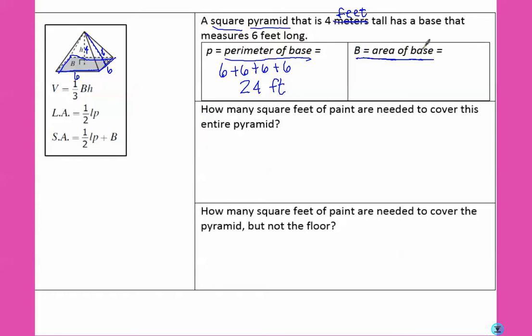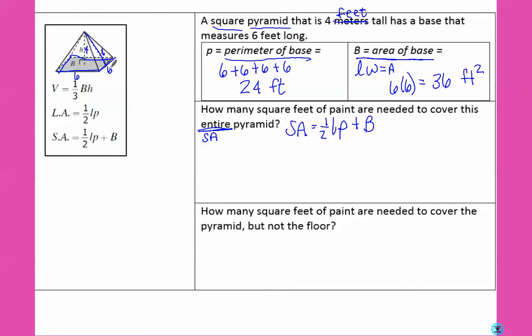Then, to find the area of the base, the area of a square is just length times width. So it would be 6 times 6, so it is 36 feet squared. So how many square feet of paint are needed to cover this entire pyramid? Since it says entire, we know that that's surface area. So the surface area equals 1/2 of L times P plus the area of the base.